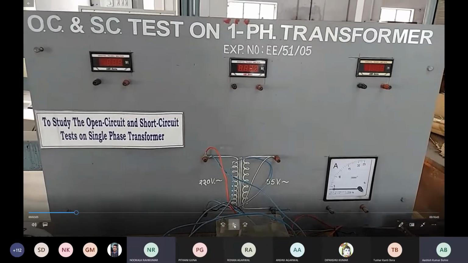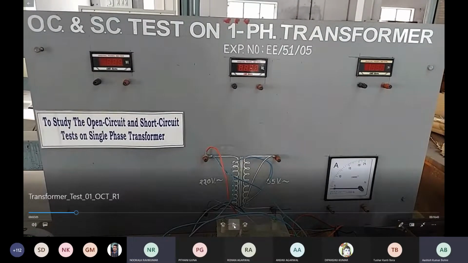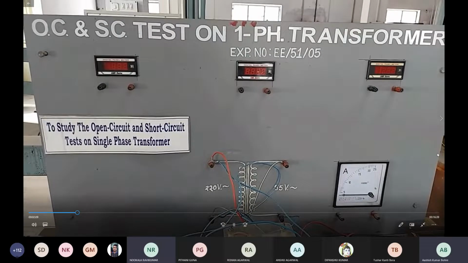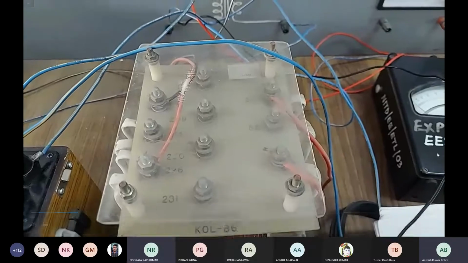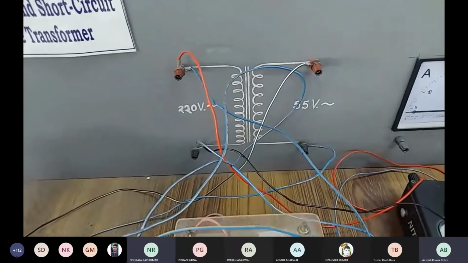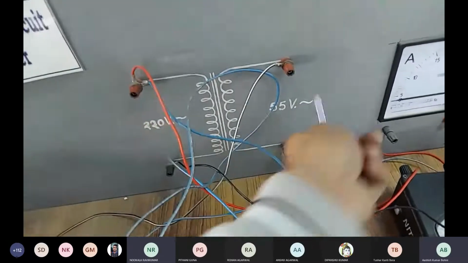Today we are performing the open circuit test, open circuit and short circuit test on a single phase transformer. So here we have a single phase transformer. This is the primary and secondary. Okay, so this is primary and secondary.